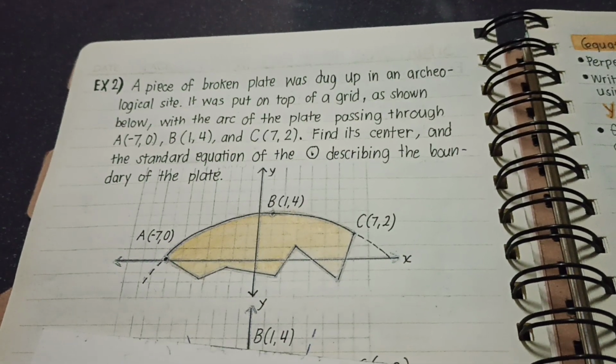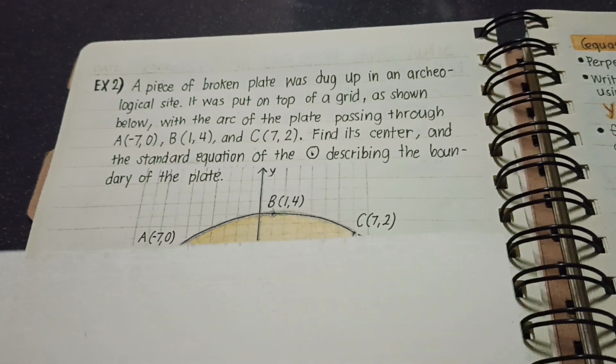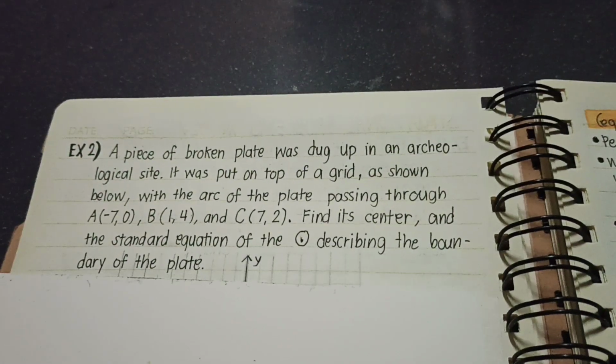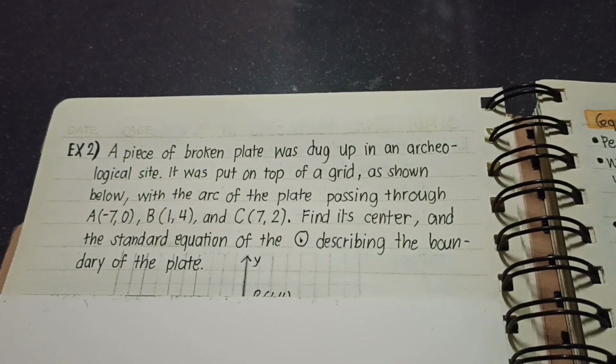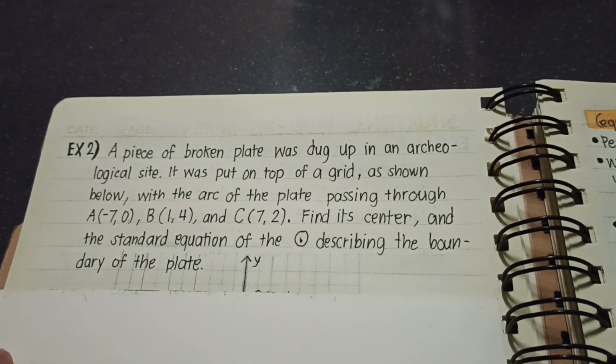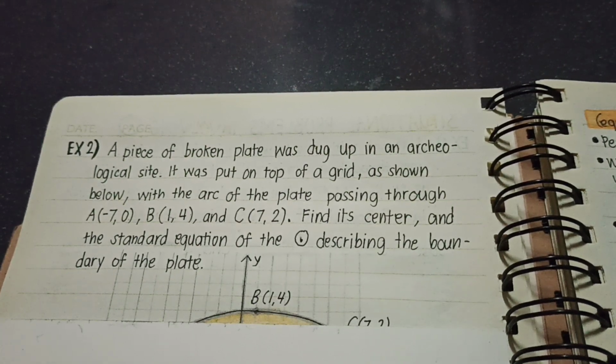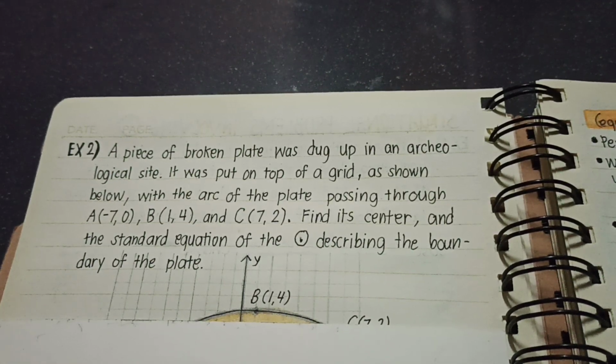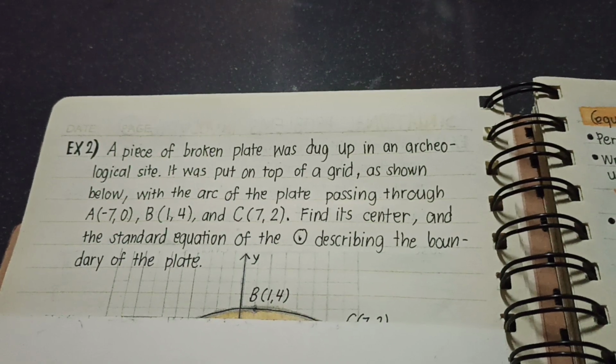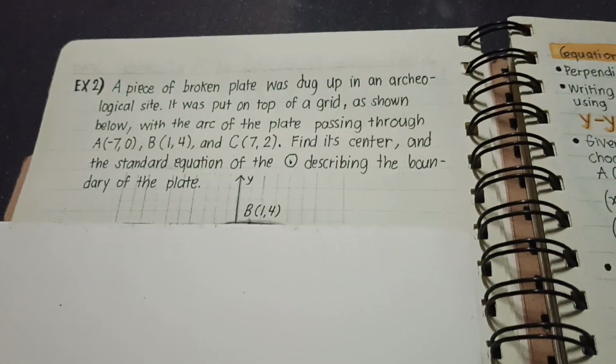All right, so this one is a difficult application of circle in daily life because it requires you to recall a lot of formulas. Okay, so let me read. A piece of broken plate was dug up in an archaeological site. It was put on top of a grid as shown below, with the arc of the plate passing through A, B, and C. Find its center and the standard equation of the circle describing the boundary of the plate.